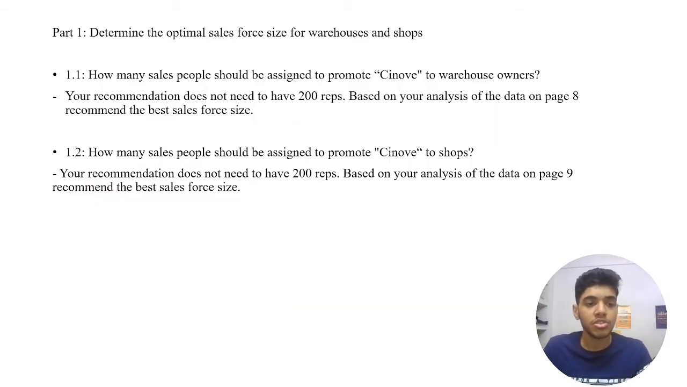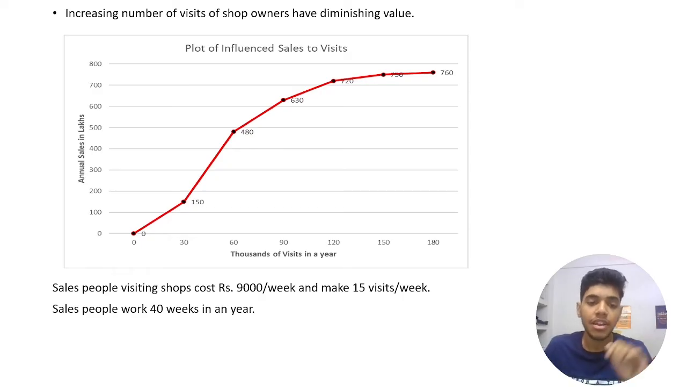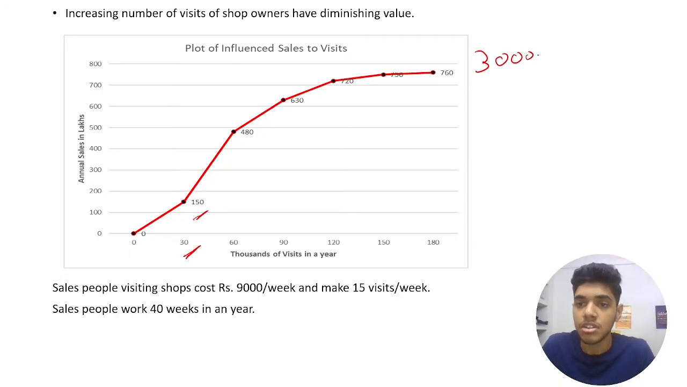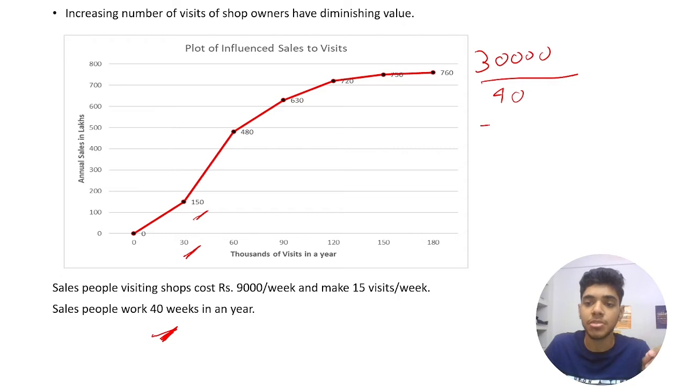In part 1.2, they want us to find out how many salespeople should be assigned to promote Synovin to shops. For that, we move to page 9. In page 9, we find a graph where it's given visits in a year versus annual sales. And we can see here that for 30,000 visits in a year, they make around 150 lakhs in annual sales. They work for 40 weeks. Each salesperson works for 40 weeks in a year, so they make around 30,000 by 40 visits per week. That must be around 3,000 by 4 visits per week for each salesperson.